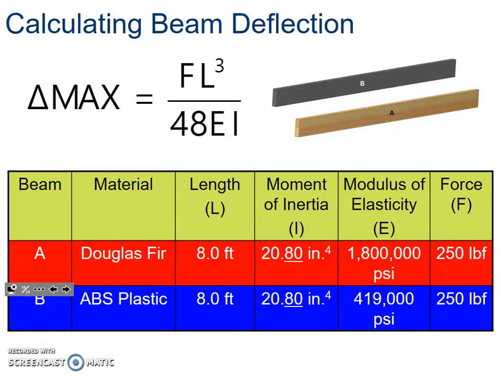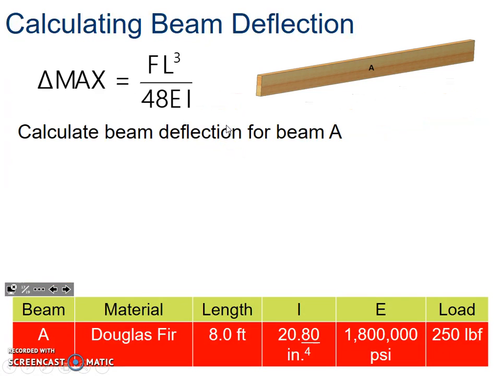So that amount of bend, how much it bends down, its delta max, is the force applied times the length of the beam cubed, divided by 48, divided by the modulus of elasticity. This will be given to you. It's a number for every material, and everything in the universe has one, times, again, its moment of inertia.